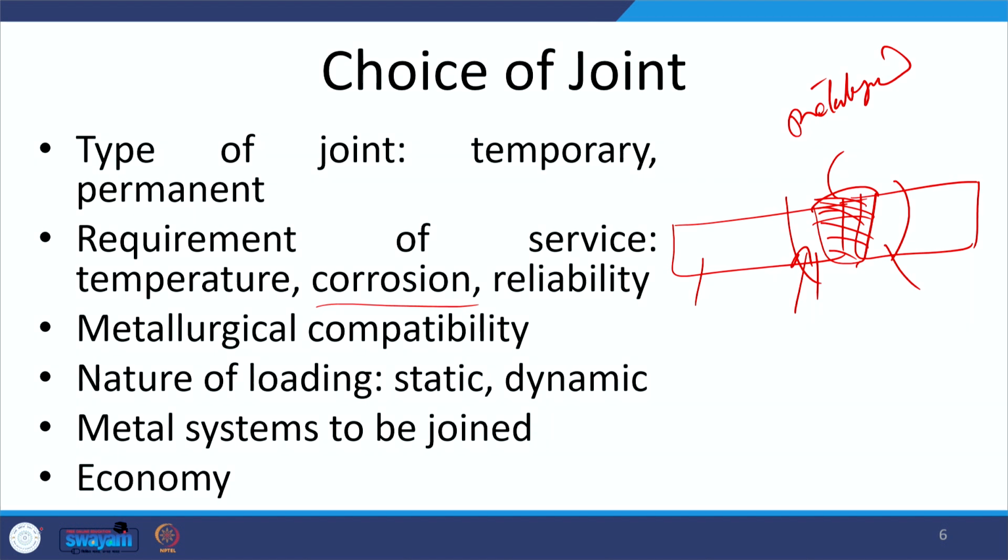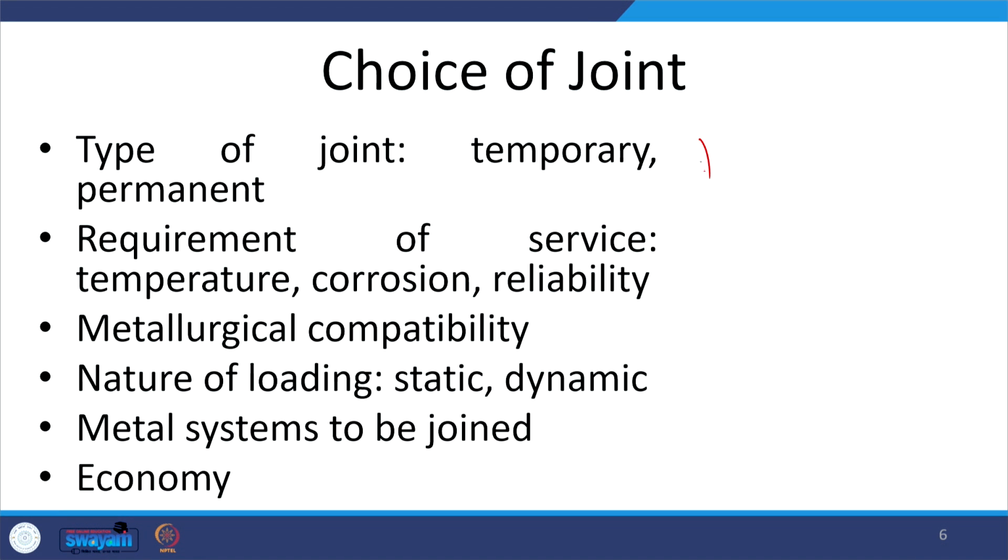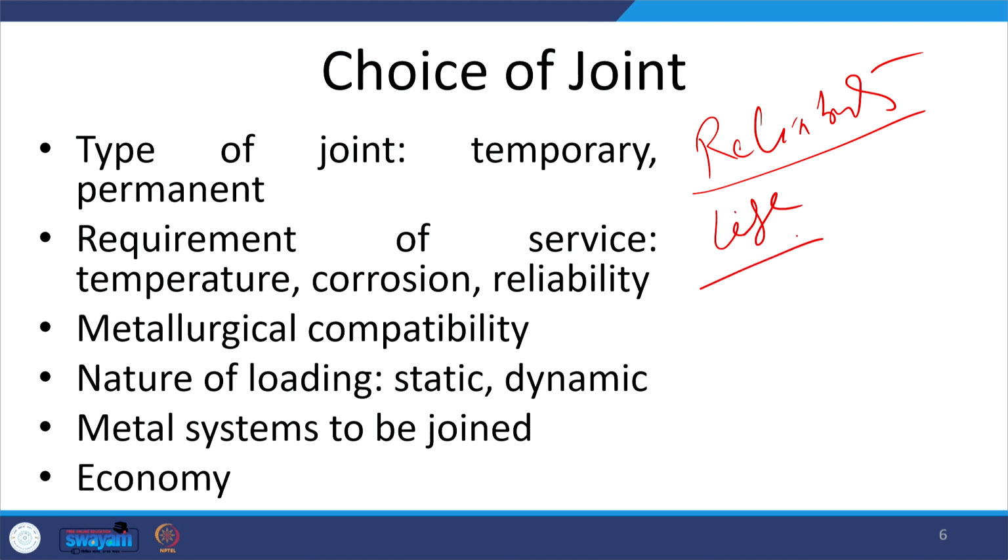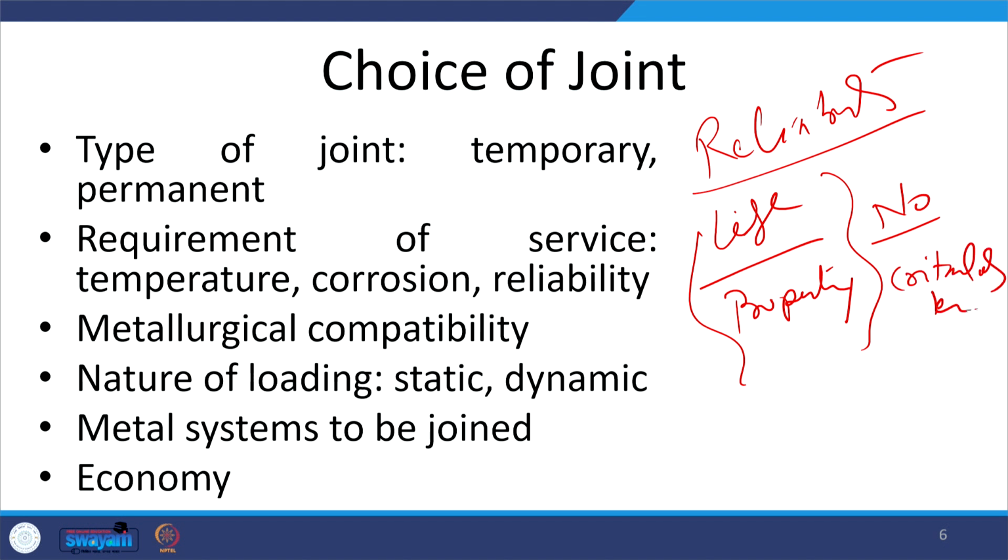There is another aspect, reliability. If the component or the product where the joints are being made poses no major threat to life or to property, then the criticality is less. So, joints of somewhat lower reliability can also be good enough.